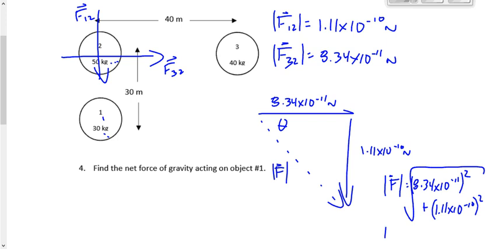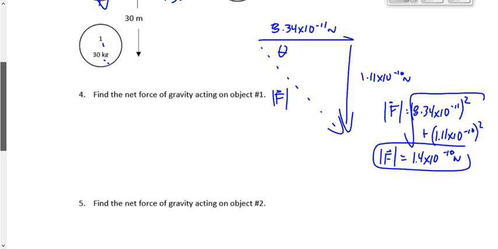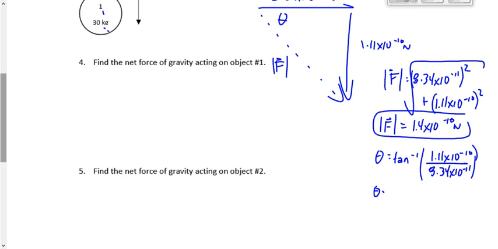F works out to be here 1.4 times 10 to the negative 10. And theta we're going to say is the inverse tan function of opposite over adjacent. Theta works out to be 53 degrees.